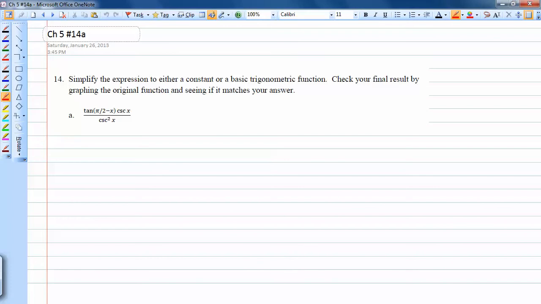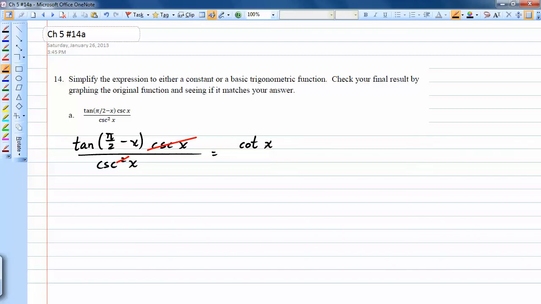All right, so let's simplify this guy. So tan of pi over 2 minus x. If you remember the cofunction properties, since pi over 2 minus x and x are complementary angles, the tan of one of them equals the cotan of the other. So I'm going to start by rewriting the problem here, over cosecant squared x. Cosecant x cancels with one of the cosecant x's on the bottom. And then I can turn tangent of pi over 2 minus x into cotangent of x using the cofunction property.